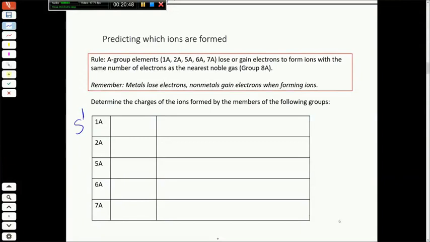Okay? And so these group 1A ions are all going to form +1 charges, because they just need to lose one electron to form a stable configuration. That means lithium, sodium, potassium, rubidium, and cesium all form +1 ions. And really that's the only type of ion they will ever form. There's never going to be an exception to that.